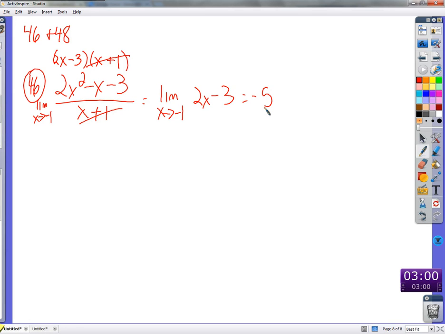And that's what we found in our graphing calculators, right? Is it the same one? No, it's a different one. Maybe the same. There you go.